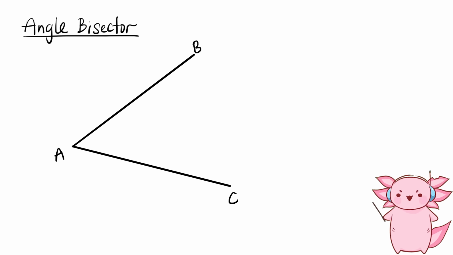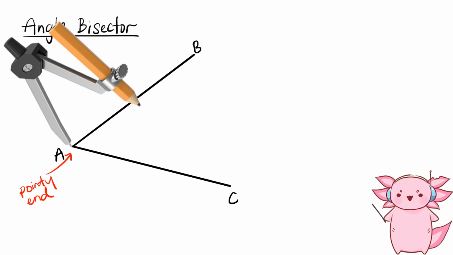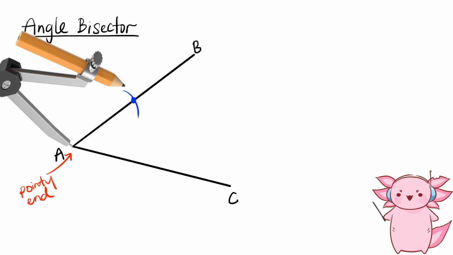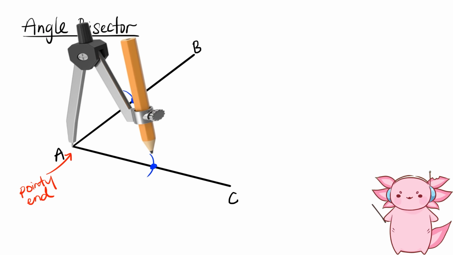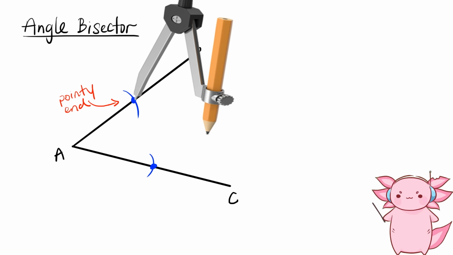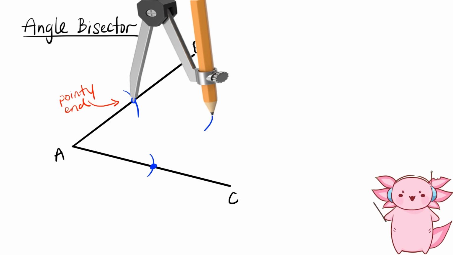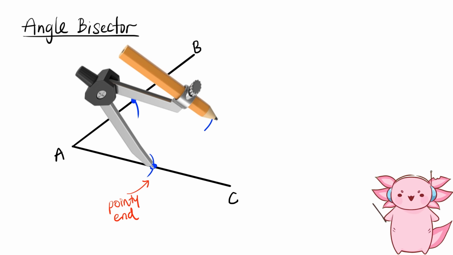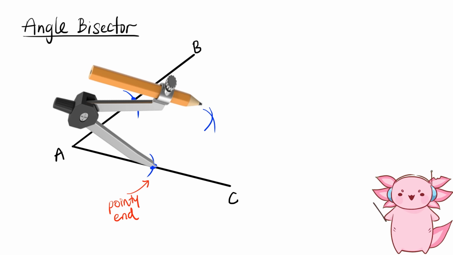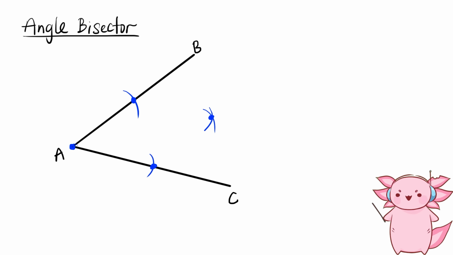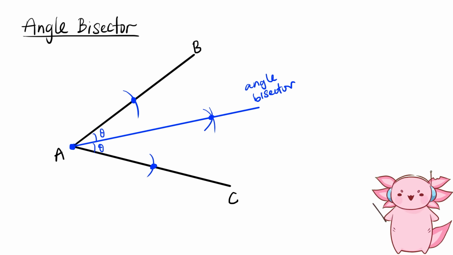Okay, now for the angle bisector, we put our pointy end on A and we draw an arc that cuts this line over here and then this line over here. Now we're going to shift our pointy end to this intersection point of the line and the arc, and then we draw another arc, then we shift our pointy end to the other point and we draw another arc like this. We can lastly connect point A to this arc intersection, and there we go, we have our angle bisector.